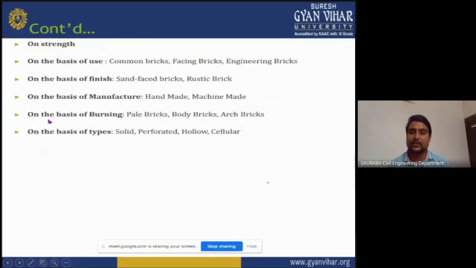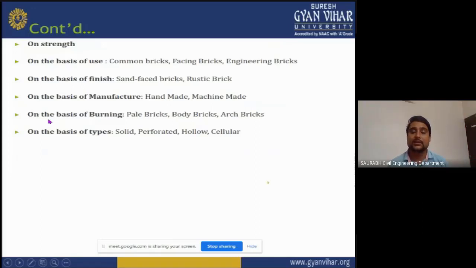Now comes the classification. On the basis of use: common brick, facing brick, and engineering bricks. On the basis of finish, these are classified as sand-faced brick and rustic brick. On the basis of manufacturing: handmade brick, and there is also machine-made brick.